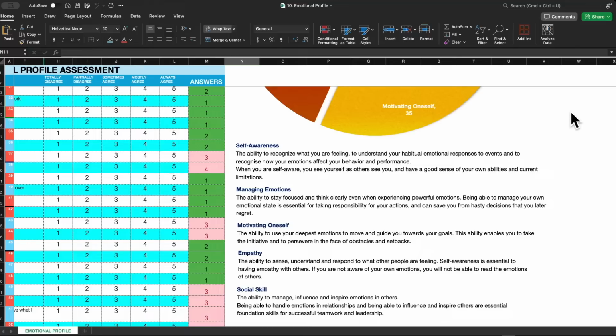So the ability to stay focused is a very difficult task if you look at it, because the emotional body is different from the intellectual body, even astrologically speaking. Yes, being able to manage your own emotional state is essential for taking responsibility for your actions and can save you from hasty decision making and speech or other behavior that you later regret.